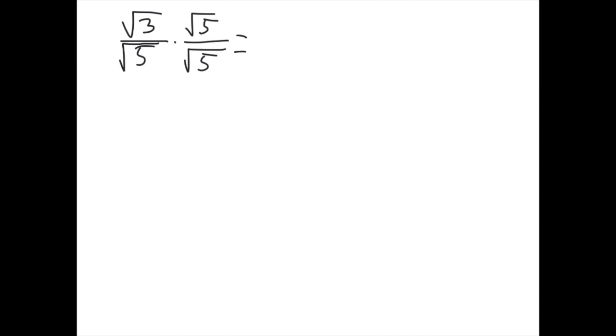So on top, we have the square root of 3 times the square root of 5. If you have two square roots, those two numbers under the square root can multiply, and they both stay under the square root. So 3 times 5 is 15, so the square root of 15. And on the bottom, we have square root of 5 times the square root of 5. Those two can multiply as well to give you the square root of 25.